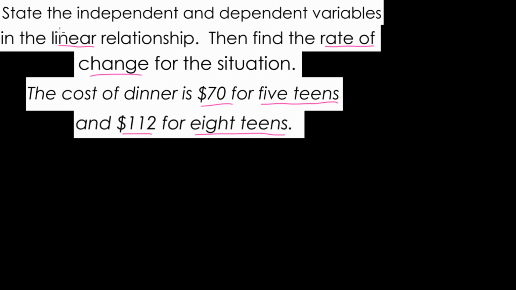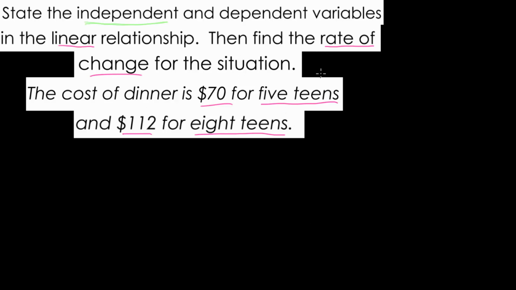Now, we know that we have a linear relationship, and it looks like we're dealing with the cost of dinner, some amount of money, and the number of teens. So we need to decide which is the independent and which is the dependent variable. The dependent variable depends on the independent variable. It is affected by this choice. In this case, it looks like the number of teens is affecting what the cost will be. As the number of teens increases, the cost goes up. Our rate of change in this situation will be a positive number.